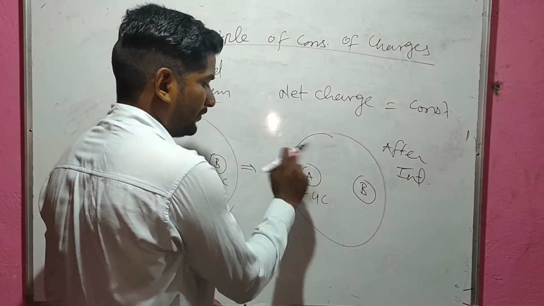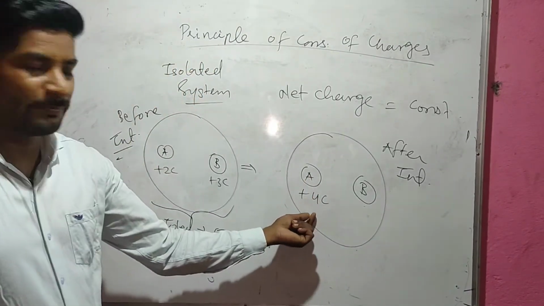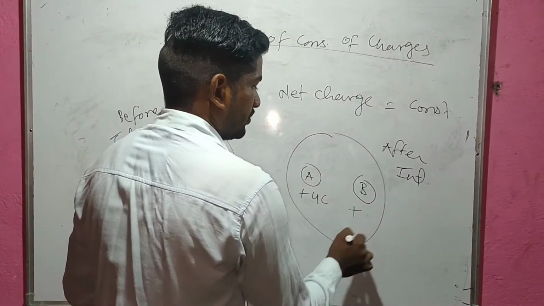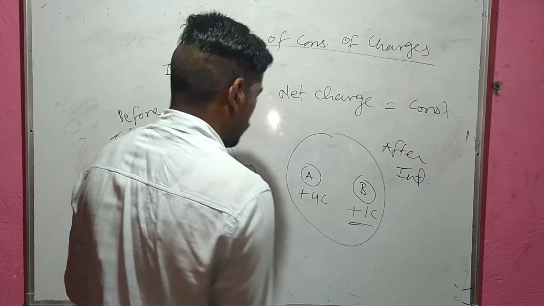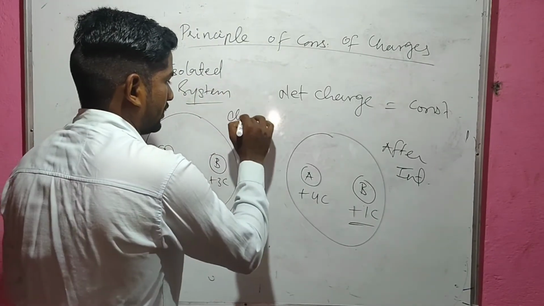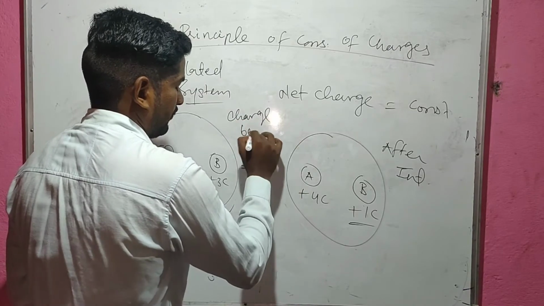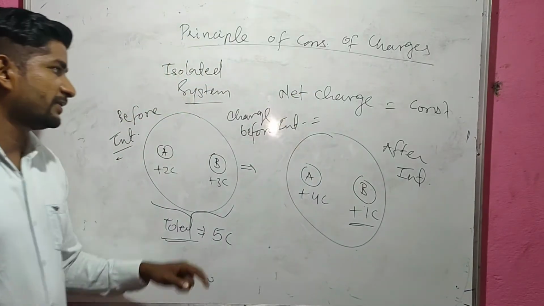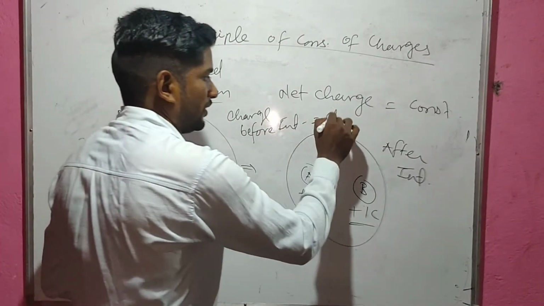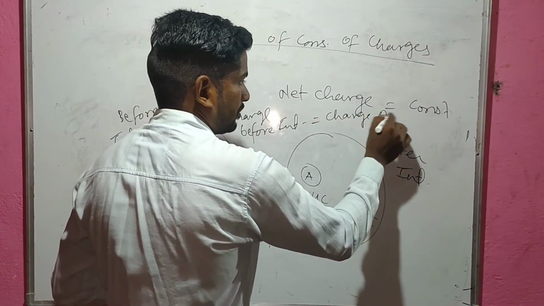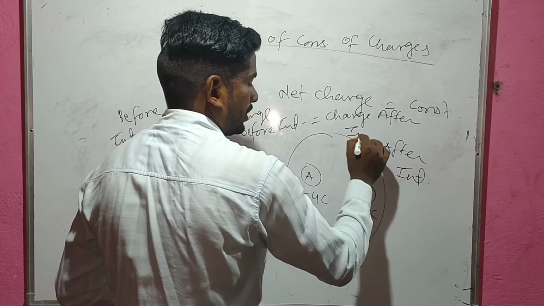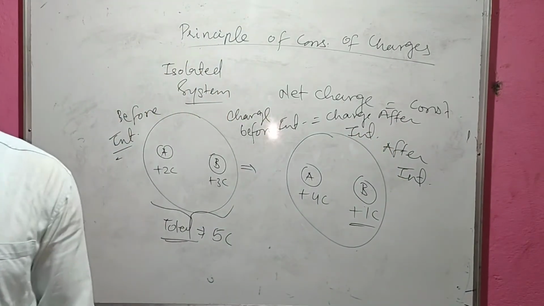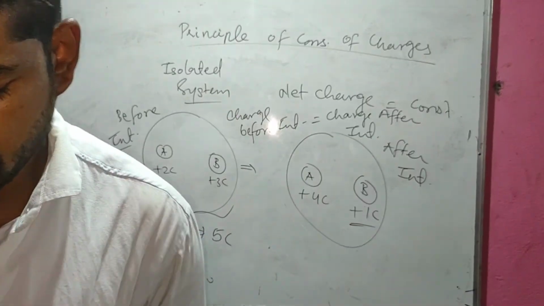Hence, if the charge on A after interaction is plus 4 coulomb, then the charge on B must be 1 coulomb. So we can say that for an isolated system, charge before interaction between the bodies is equal to charge after interaction. This is the property of charge.